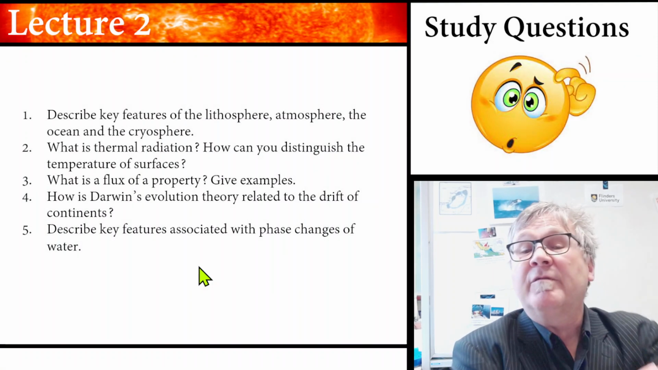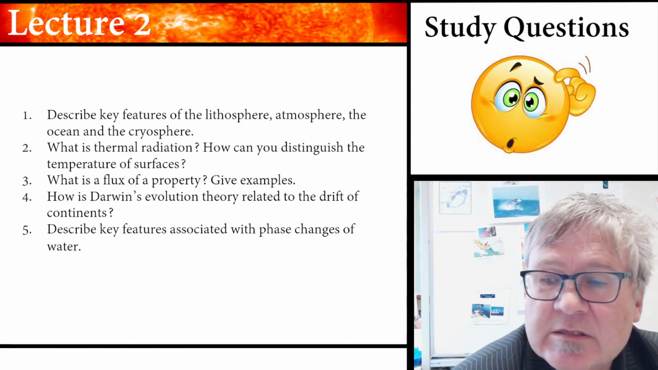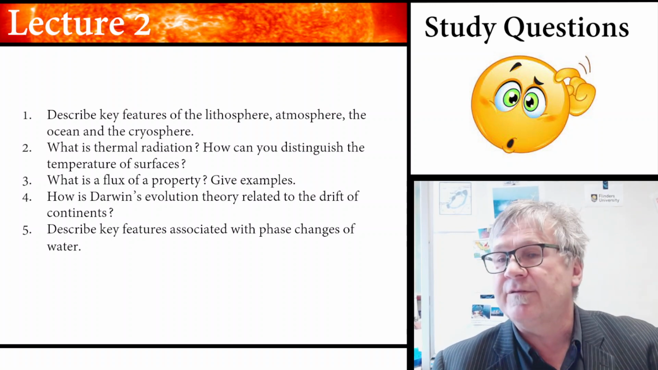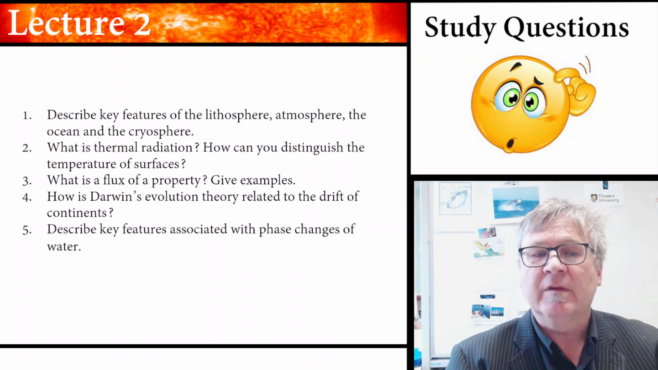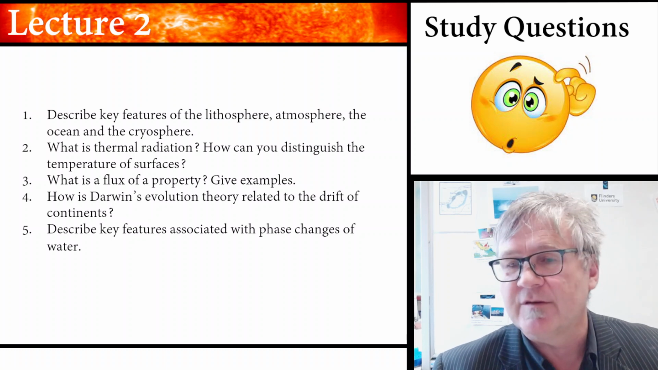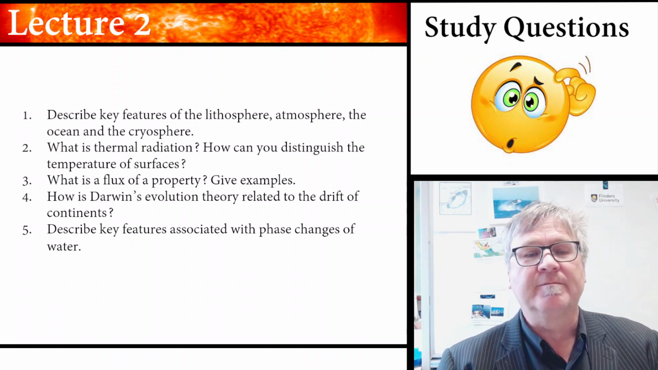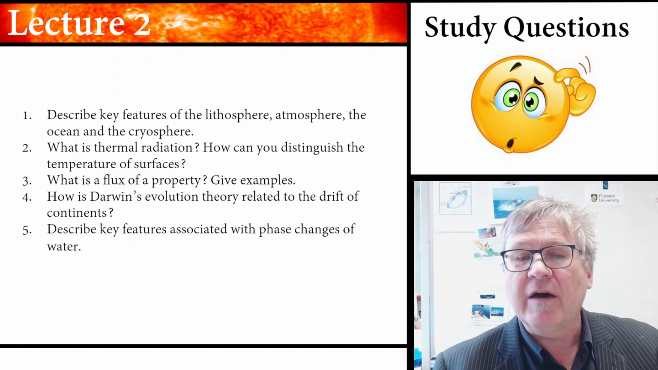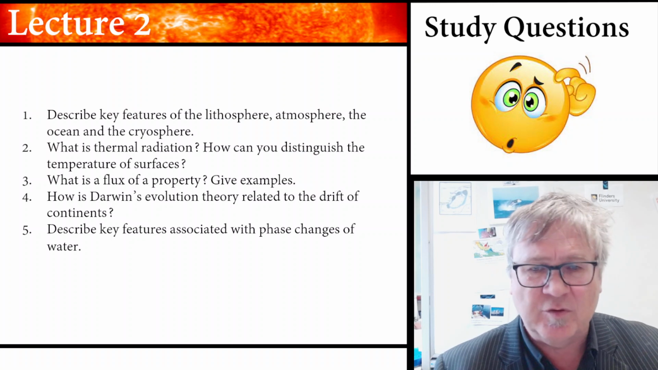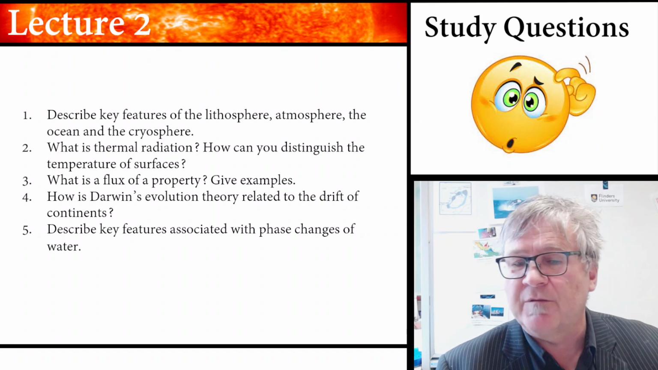All right, a summary of this lecture. No, it's not a summary, it's actually study questions. Oh, hooray. Describe key features of the lithosphere, the atmosphere, the ocean, and the cryosphere of relevance to the climate system. What is thermal radiation? How can you distinguish the temperature of surfaces? What is a flux of a property? Give examples. How is Darwin's evolution theory related to the drift of continents? What is the link between these two theories? Describe key features associated with the phase change of water.